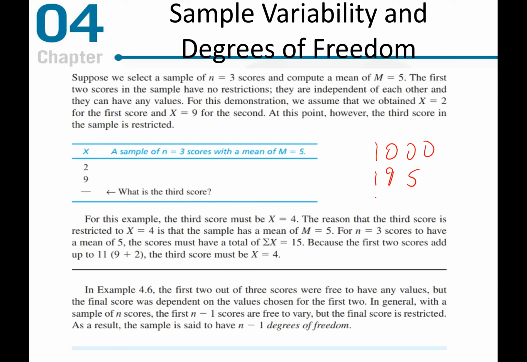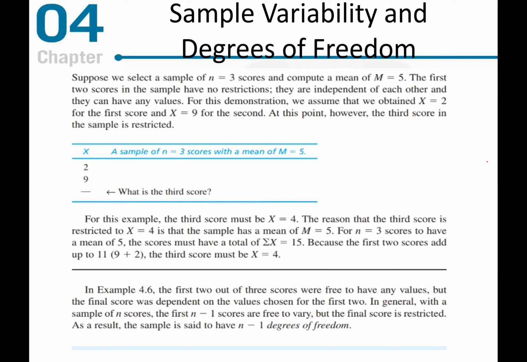And once we added those together, that's 1,095, right? In order to get our score, we would just need to make sure all three of the scores add up to 15, right? But if we know the first two scores, the third score has a restriction. It has to be a certain score in order to satisfy the equation. All right.